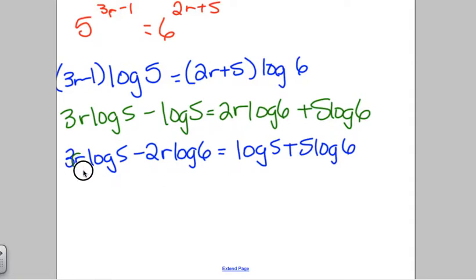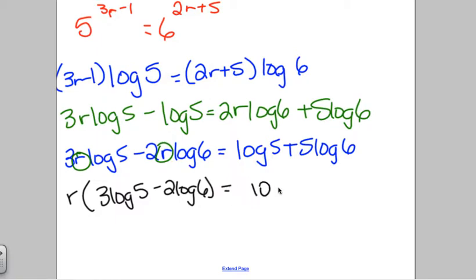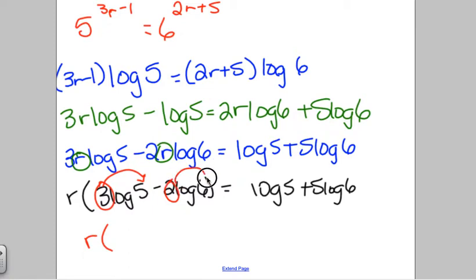Now I see that I have an r in both of these terms, so I'm going to factor it out to where I'm left with 3 log 5 minus 2 log 6 equals log 5 plus 5 log 6. Now I can use my log rules to condense and simplify this problem. So I have r. This 3 is going to come up as an exponent, and so is this 2. And I'm subtracting these, so I'm going to bring them together and divide. So I'm going to have log of 5 cubed, which is 125, over 6 squared, which is 36.